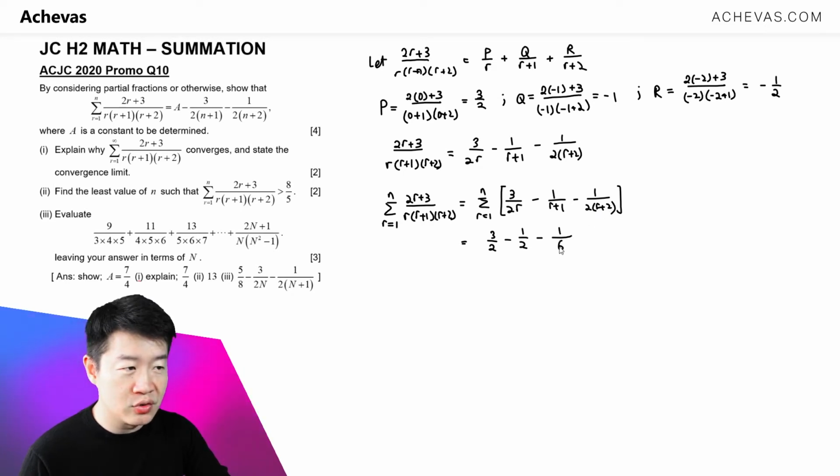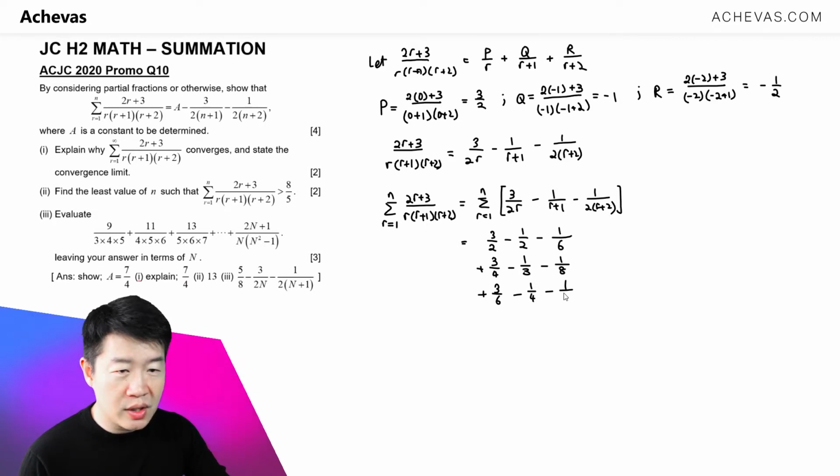So 2 times 3, it is 6. Then plus this is going to be 3 over, letting r be equal to 2, so it will be 4 minus 1 over 3 minus 1 over, this is going to be 8. Then letting r be equal to 3, we will have a 3 over 6 minus 1 over 4 minus 1 over 10. And let's go for one more row, because I can already see a cancellation.